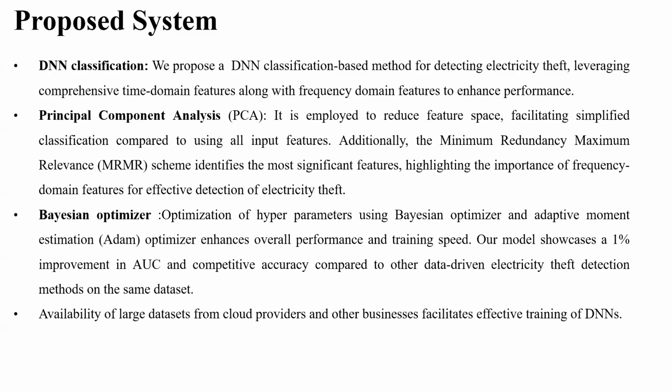So, we have used the DNN classification method for detecting electricity theft as it enhances the performance and the frequency domain features. The feature selection method, principal component analysis, is used in this project as it gives us minimum redundancy and maximum relevance, and it highlights the importance of frequency domain features for effective detection of electricity theft. The optimization of hyperparameters using the Bayesian optimizer and Adaptive Moment Estimation optimizer enhances overall performance and training speed. The availability of large data sets from cloud providers and other businesses facilitates effective training of DNNs.